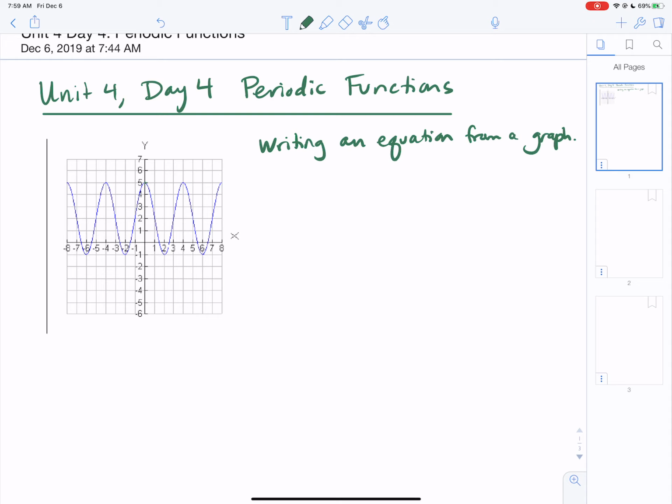And then go through and do all the steps that we did in the investigation and find your A, B, C, and D. So remember, for some of that, you need to find your maximum and minimum points. So the top of this is at 5. The bottom is at -1. So to find A, you want to subtract those. So 5 minus -1, and take half. That's going to be 6 divided by 2. That's 3. So your amplitude is 3.